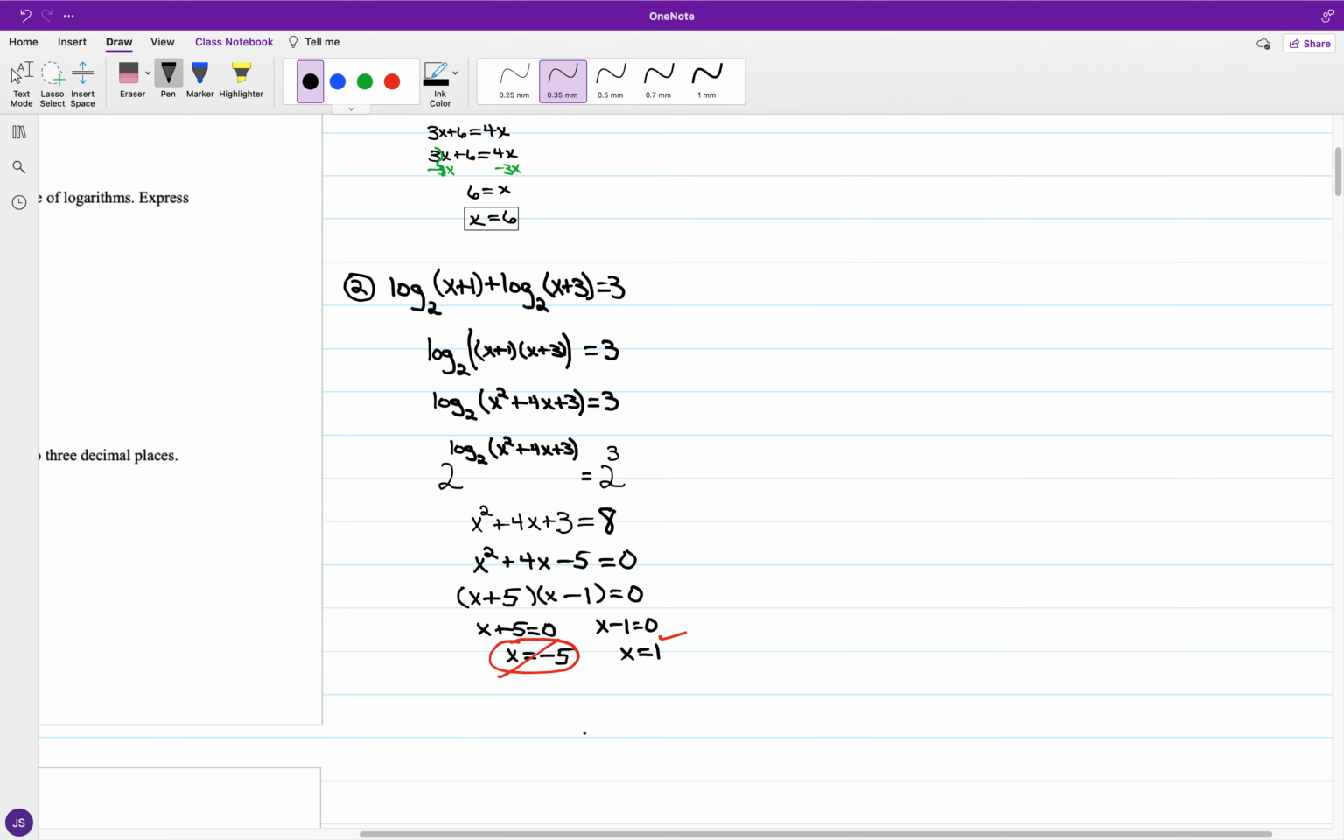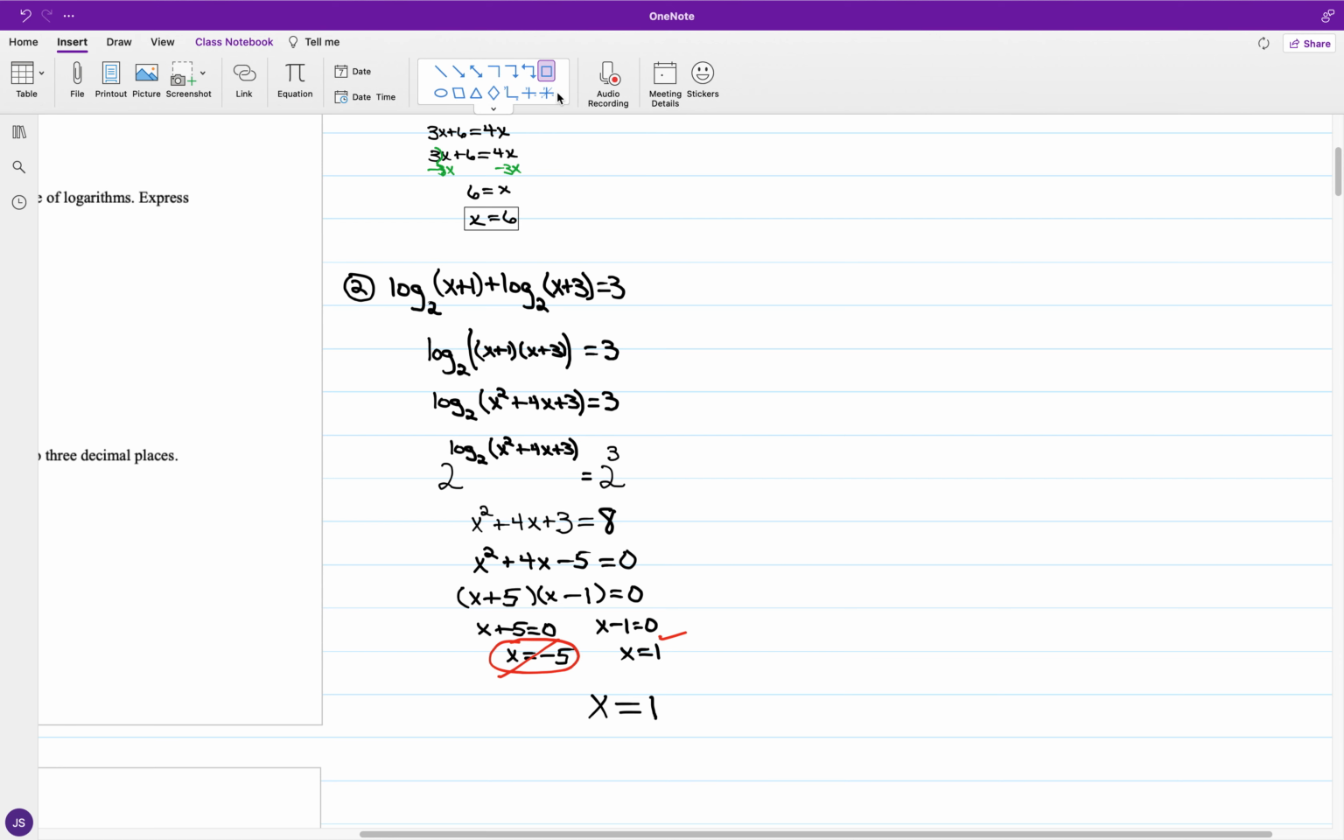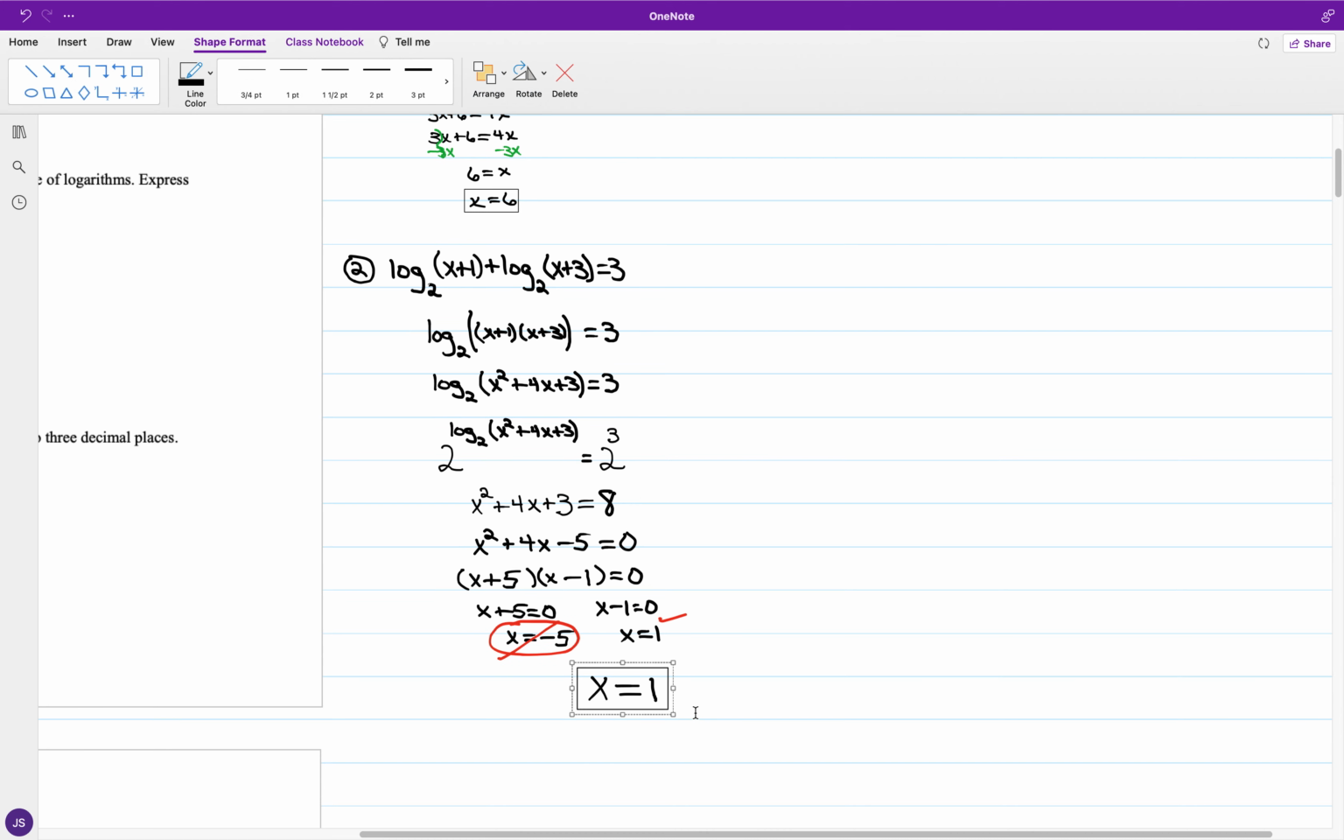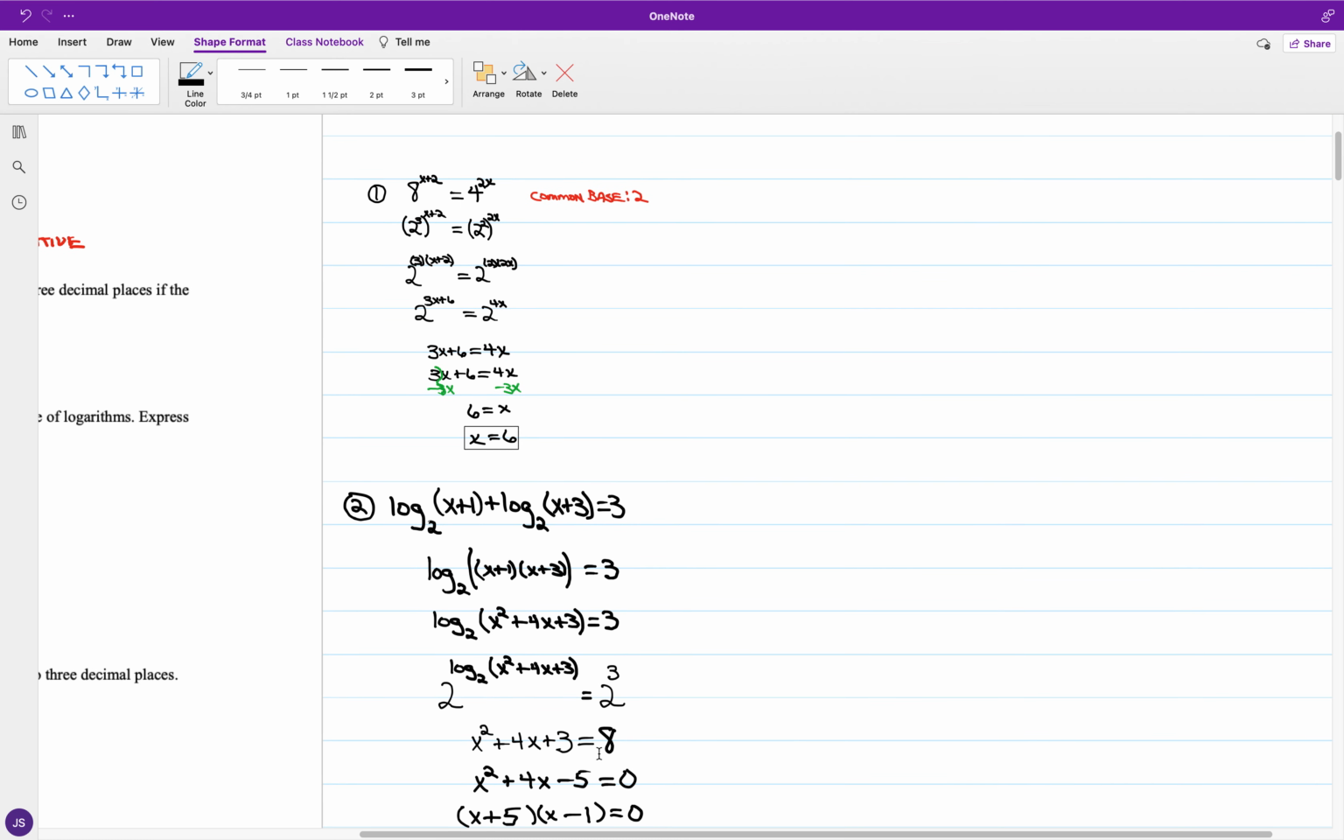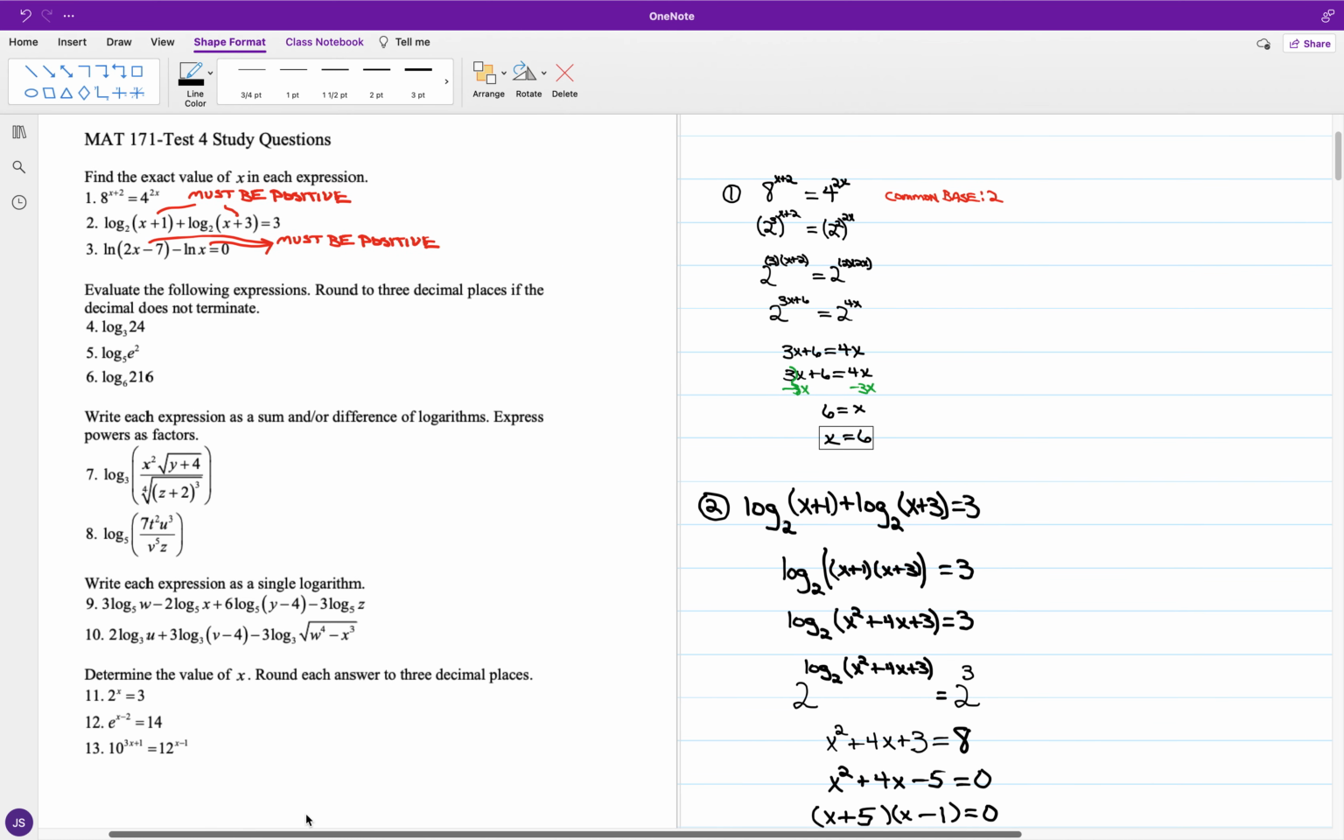So for the second item, there could have been up to 2 solutions. But as it turns out, with the properties of logarithms, there's only one value that will check out, and that is going to be with x equal to 1. Now, for the case of number 3, again, we have the natural logarithm of the quantity 2x minus 7, minus the natural logarithm of x, is equal to 0.